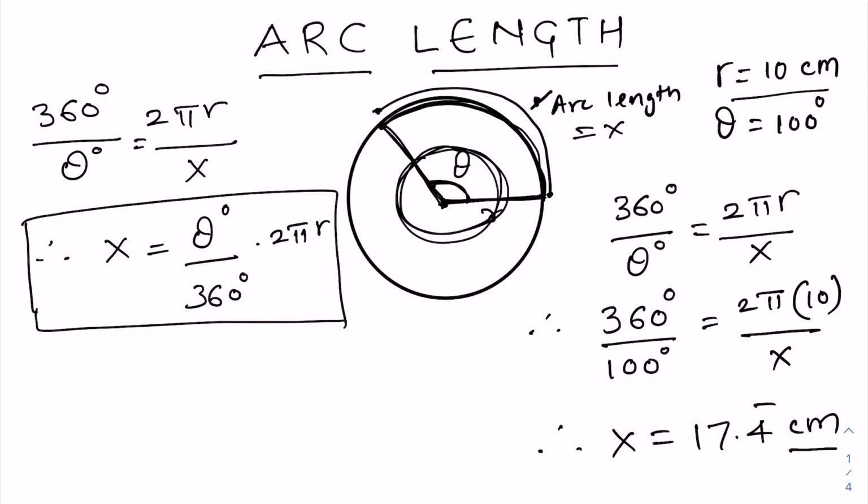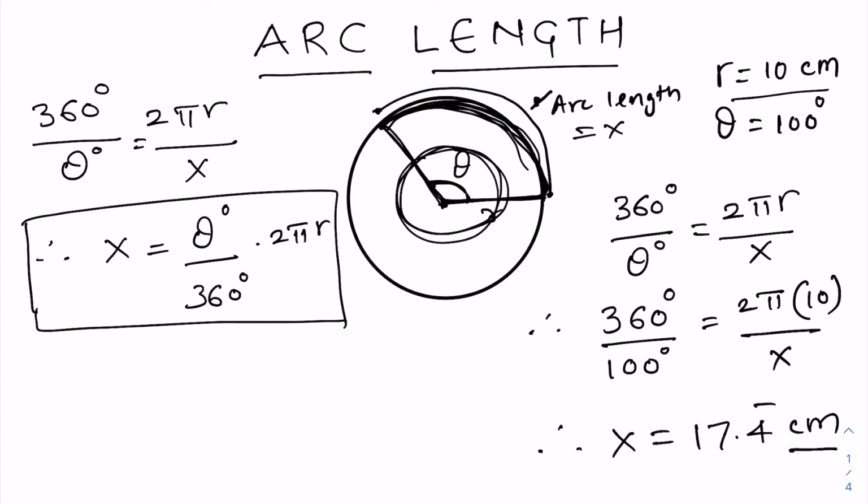The unit is singular here because the arc length, as we know, is a length, which is measured in a singular unit. So we just keep that unit as a unit. In this particular case, it's a centimeter.